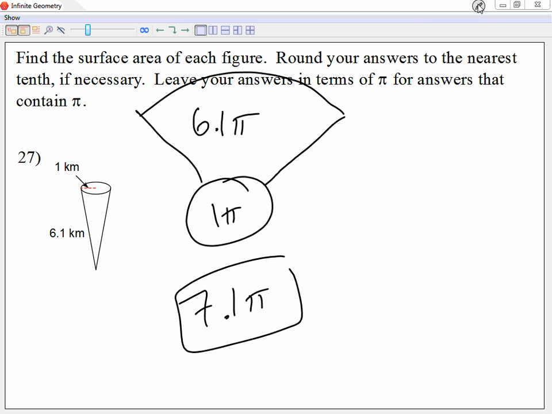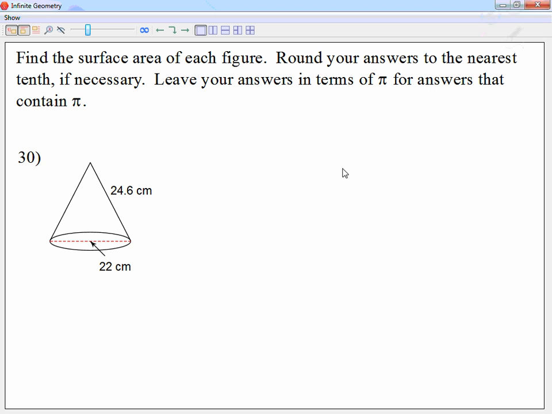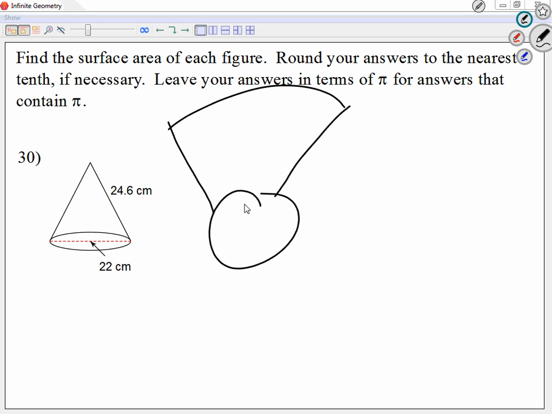Number 30? Okay. Looking at number 30, the circle and a thing that looks like this. The radius is 11, right? The diameter is 22. Radius is 11. So for the area of the circle, I'm going to get 121 pi. Right? 11 times 11.